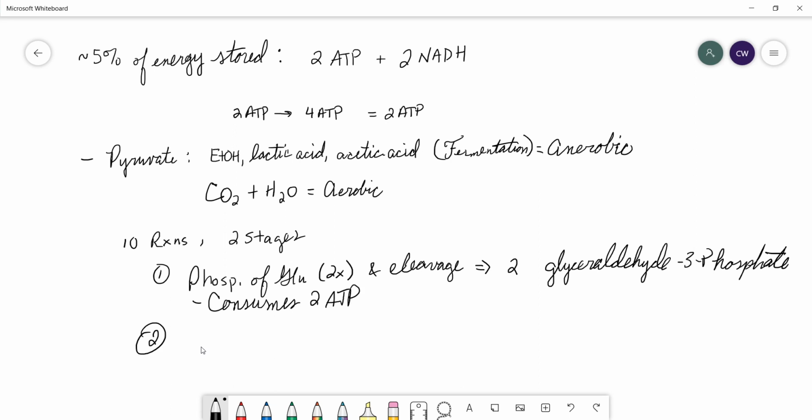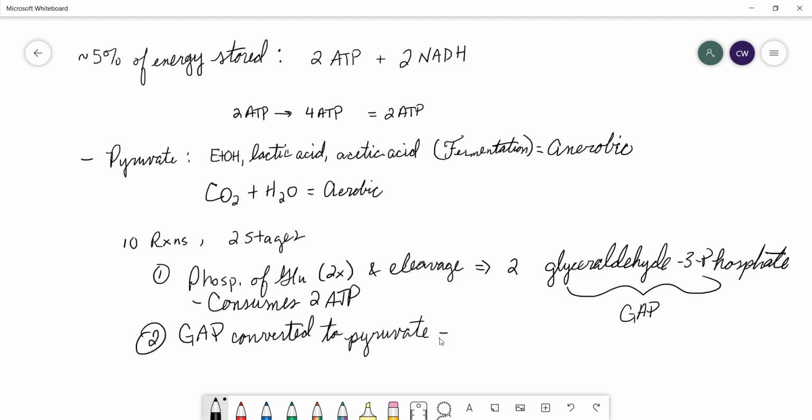The second stage of glycolysis is where we convert this glyceraldehyde 3-phosphate, which I'm just going to abbreviate as GAP, to pyruvate. And this will yield us 4 ATP and our 2 NADH.